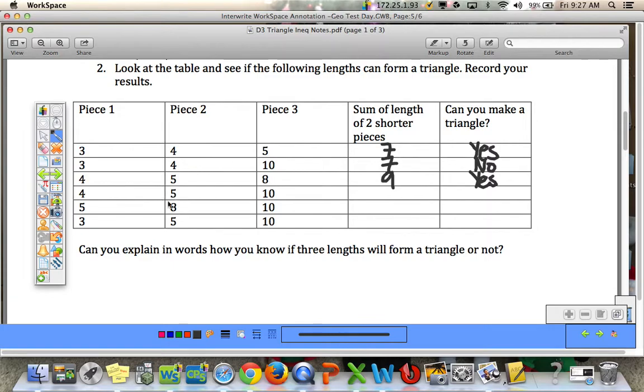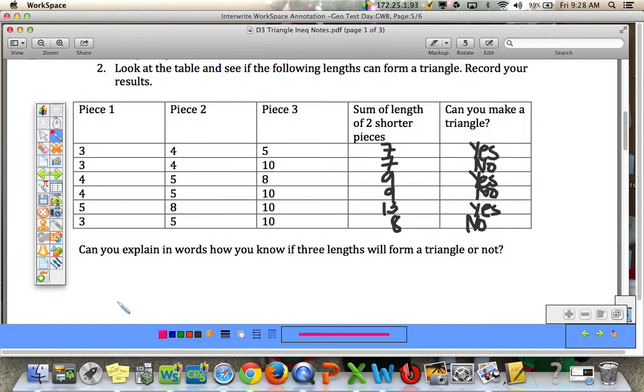If the 2 smaller pieces are 4 and 5, that adds to 9. And if the side is 10, this will not make a triangle. If your sides are 5 and 8, that adds to 13. And if the longest side is 10, that will make a triangle. And if 3 and 5 are 8, and the longest side is 10, this will not make a triangle. So can you explain in words how you know if the 3 lengths will form a triangle or not?